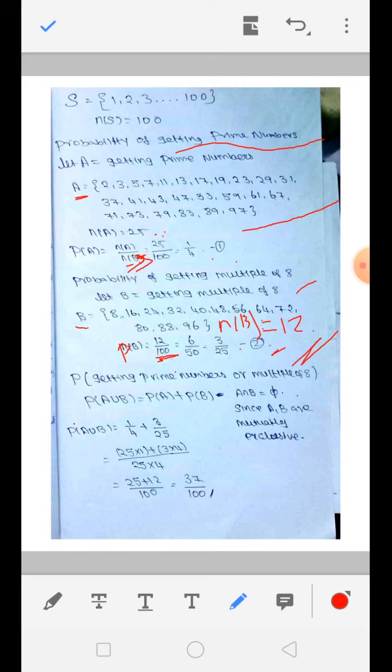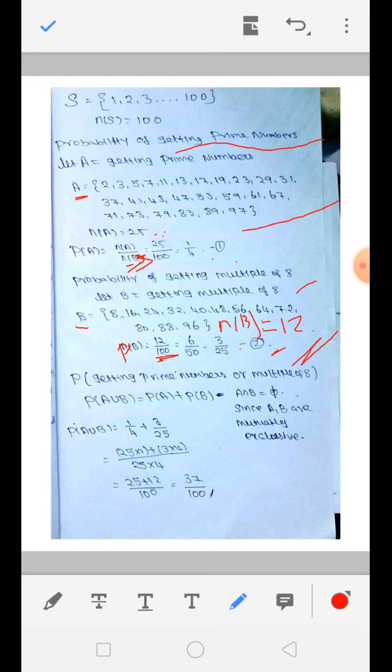There are no common terms. There are no common numbers. So A intersection B, intersection means common, so A intersection B means common between A and B. There is no number in common between A and B, so that is equal to phi. Phi means empty. So since A and B are mutually exclusive, this is the formula: P of A union B equal to P of A plus P of B.